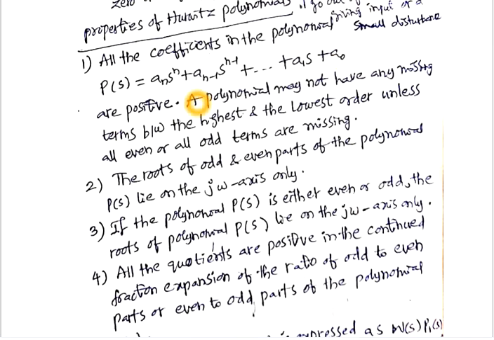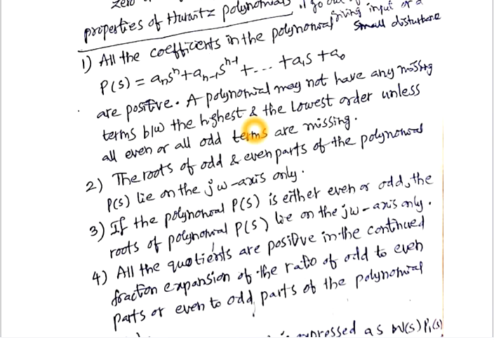If the polynomial has some missing terms between the highest and the lowest order, all those missing terms should be either all even or all odd. If there is one odd term missing in between, it is not Hurwitz. Similarly, if one even term is missing, it is not Hurwitz.